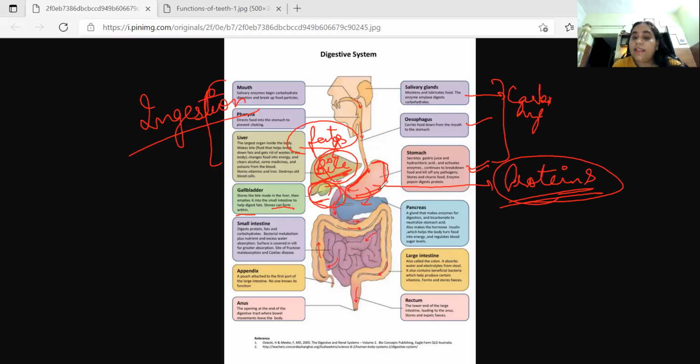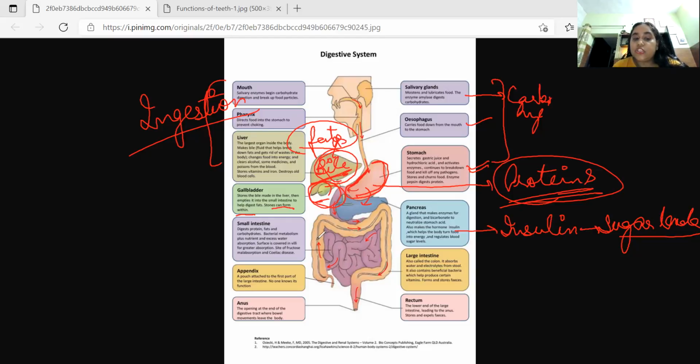Now it is a gland that makes enzymes for digestion, right? And it also secretes insulin, and helps in controlling your sugar levels. Then, after so much digestion, like proteins being digested, insulin, sugars and all this, finally the food enters your small intestine.